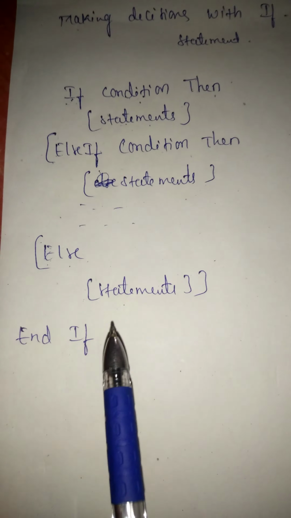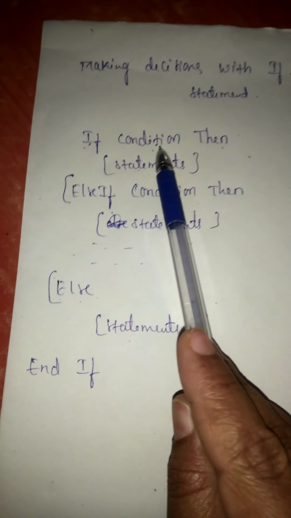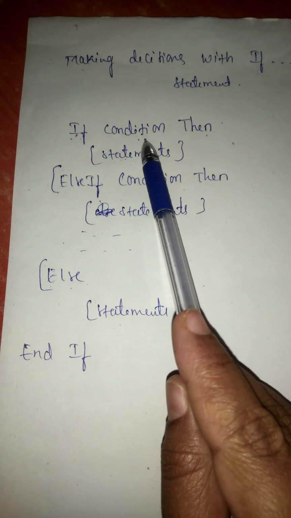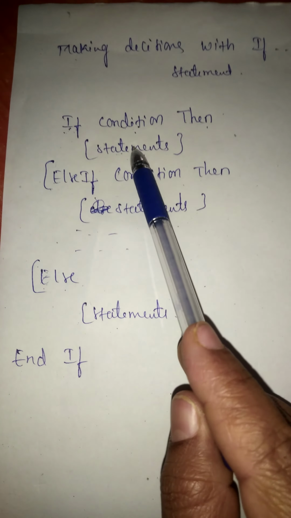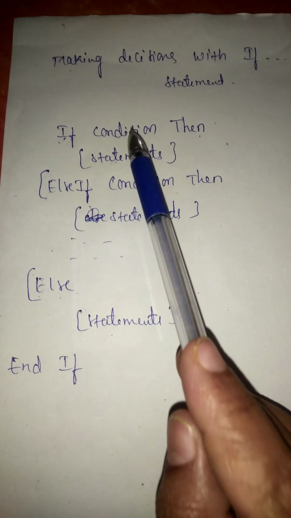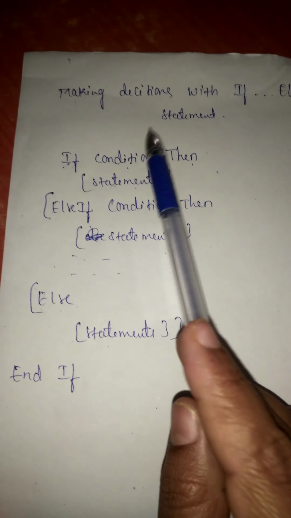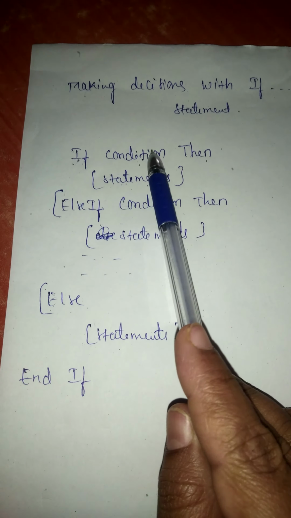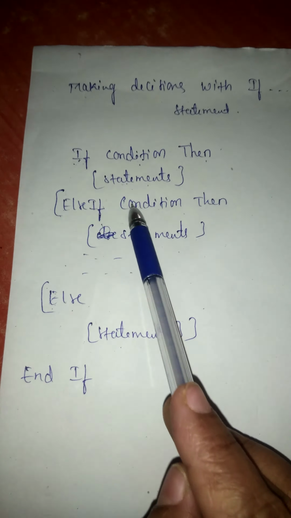Understood? So here, if this condition is true, the statements immediately following the then keyword will execute, and it will terminate. If this condition is false and you have written else if, it comes to the next condition.